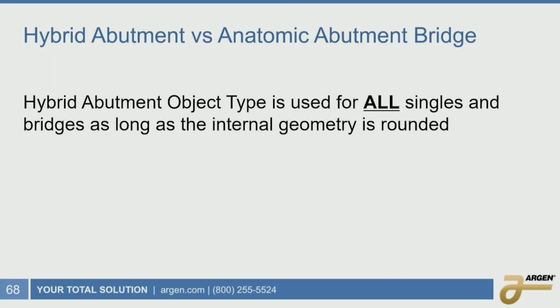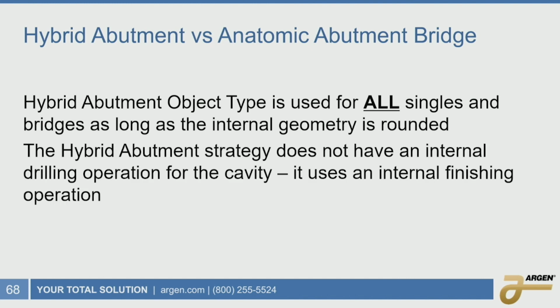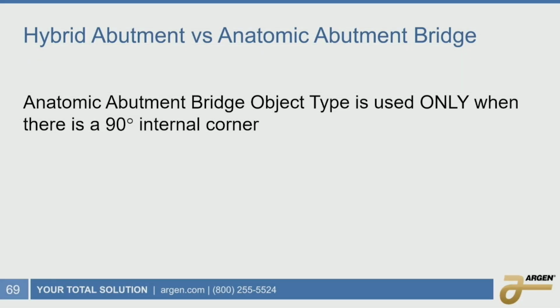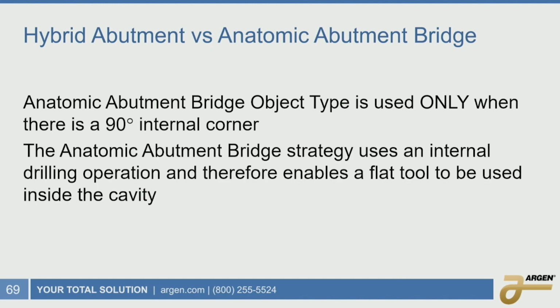So hybrid abutments can be used on single units and bridges. They can have anatomical features or be a cutback or a frame. It is not limited to just single units. And it is for cavities that have rounded surfaces on internals. For the anatomical abutment bridges, it can be smaller units or large bridges, but it has to deal with this flat internal geometry that has the 90-degree shelf.